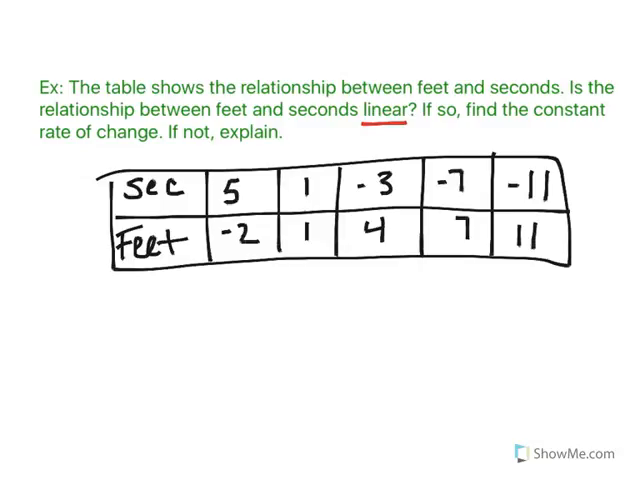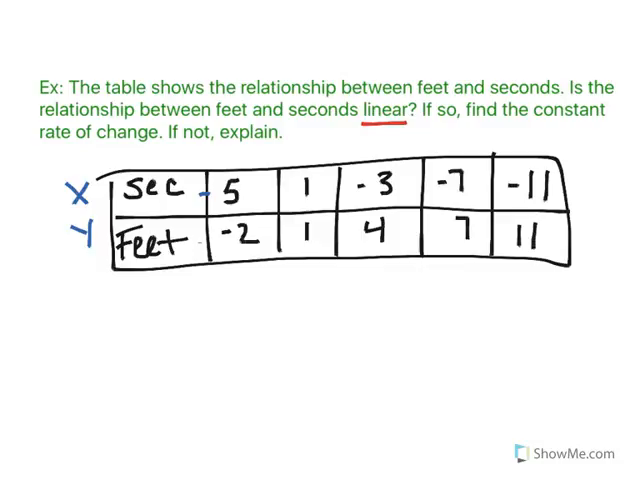Okay, so we're just going to find a pattern here. We're going to look at the data for the seconds, and then we're going to look at the data for the feet and see if we can see some sort of pattern. Okay, so I look at the first data point, and we can look at this as the x coordinate of the graph, and this is the y. So if you were to graph this chart on a coordinate grid, you'd graph the point 5, 2, or 1, 1, or -3, 4, and so on. So let's look at the relationship between my x values and then the y's.